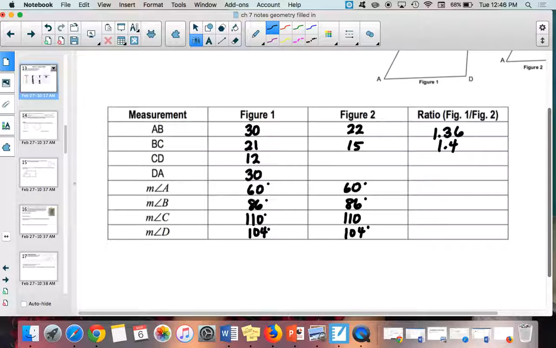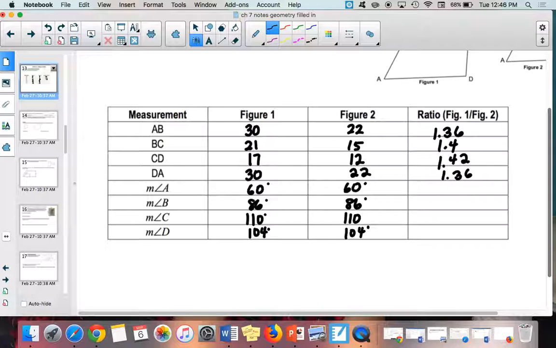What did you get for this angle here? 17, so that was our issue. Okay, 17, what did you guys get for figure 2? 11? 12. Oh, so maybe they were flipped. So we had 1.41 or 42, I guess. And then the next one? 30 and 22 again, so like 1.36.